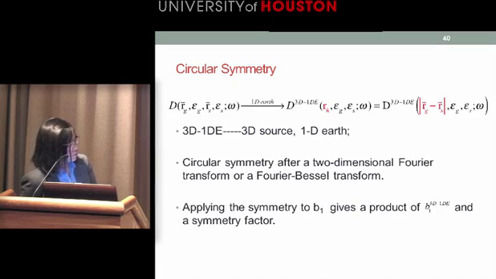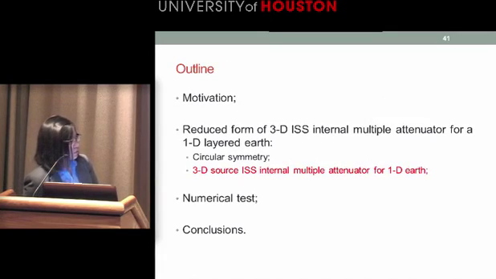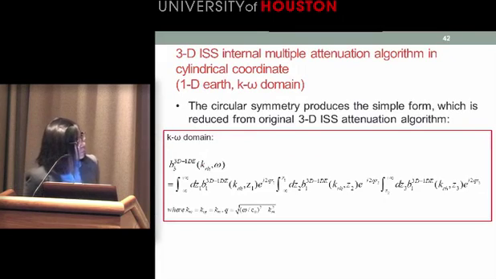And we apply this symmetry to B1. We skip many math steps here, but that's what we did for the reduced form. Applying the symmetry to B1 gives a product of B1 3D 1D Earth and a symmetry factor, which contains a delta function. I refer you to my report for this part. And finally, after we use this symmetry, we can reduce the 3D internal multiple attenuator for 1D Earth.